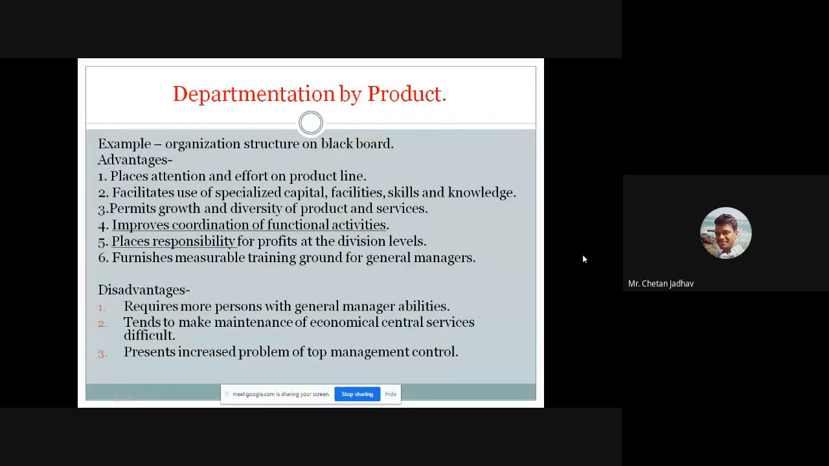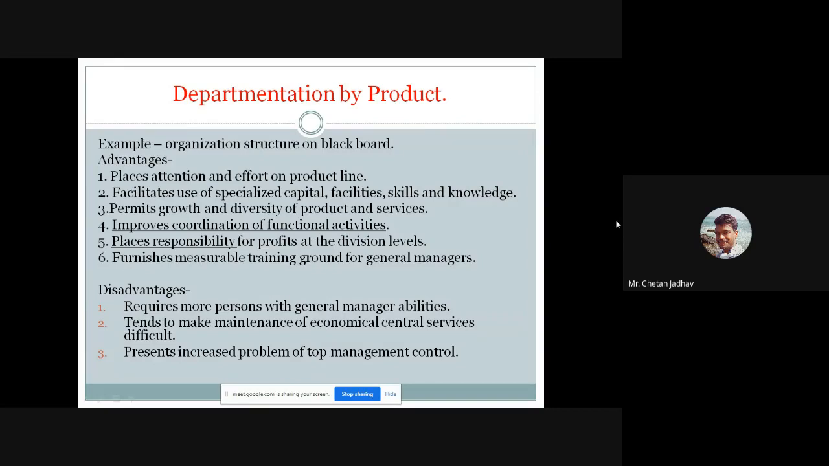And further, we are adding some product cost in marketing and sales, where profit is also different. So we can easily analyze that particular specialized capital cost, then skills required for that particular product, and then knowledgeable staff or employees. Next, it permits growth and diversity of products and services. After production of particular products in each department, we can easily give services after sales and during marketing, giving growth and more services to each and every product separately.